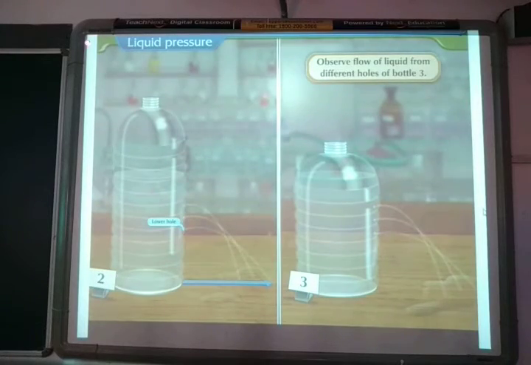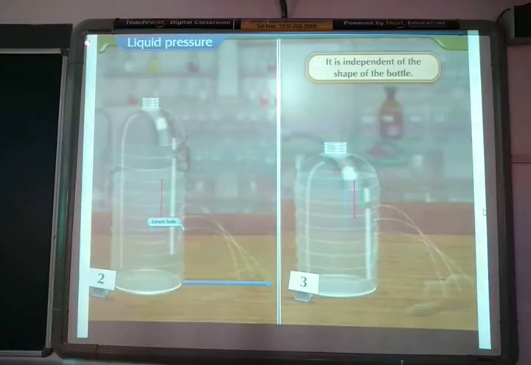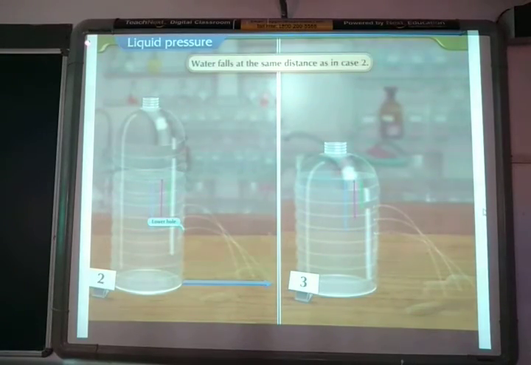Similarly, observe the flow of liquid from different holes of bottle 3. The liquid pressure at a point depends on the depth in the container. It is independent of the shape of the bottle. Hence, the water falls at the same distance as in case 2.